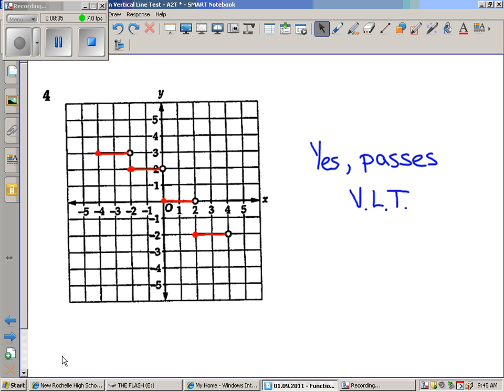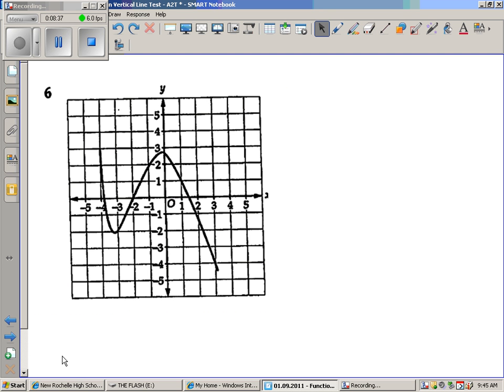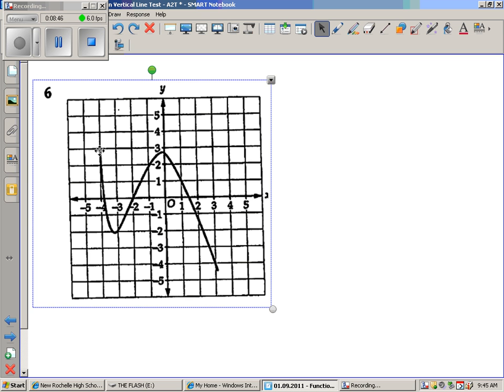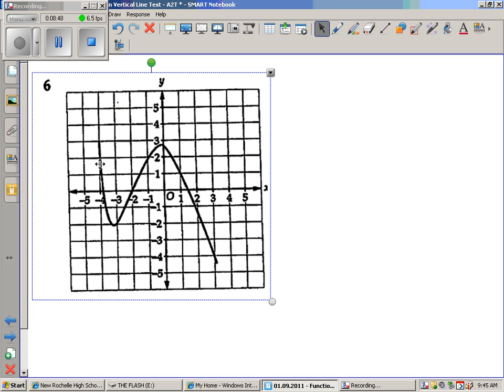All right. Let's jump around. Let's go to 6. What do you think? Function, yes or no? Yeah, it's a function. Some people say the line over here is at the same spot, but no, it's just bent inwards slightly. That one's going to be hard to see, but you get the point. Yes, this is a function. It passes the vertical line test.